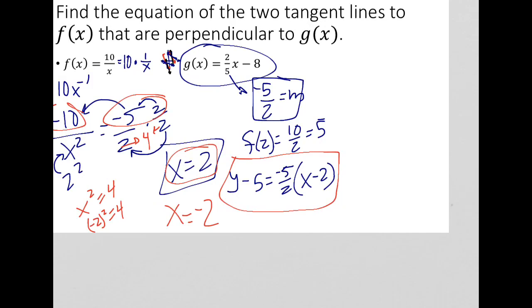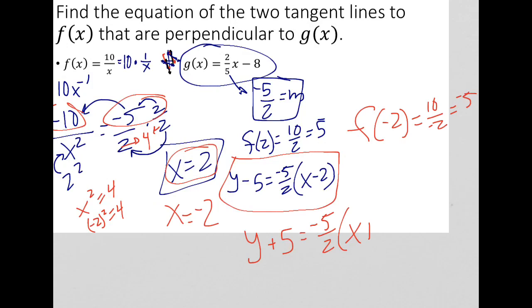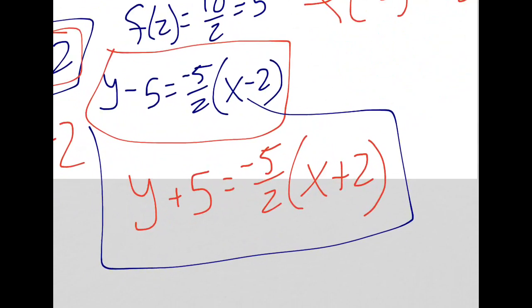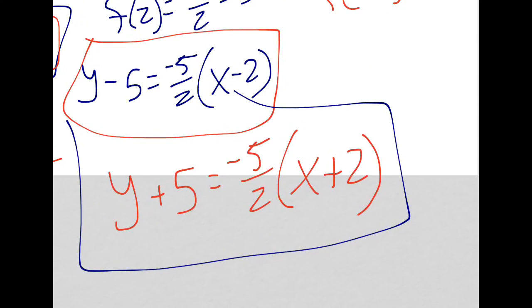So plug that into your function, and you will get negative 5 when you plug in negative 2. 10 over negative 2 is negative 5. So now we can write the equation y plus 5 equals negative 5 halves times x plus 2. Now compare these two equations and look at how cool that is. Today is the day of like, whoa, these problems are cool. But I'm totally going to stop now. Check yourself on the calculator, put them in slope-intercept form. I'm going to bed.